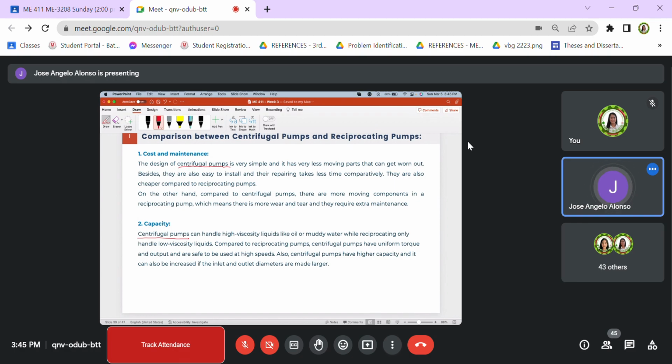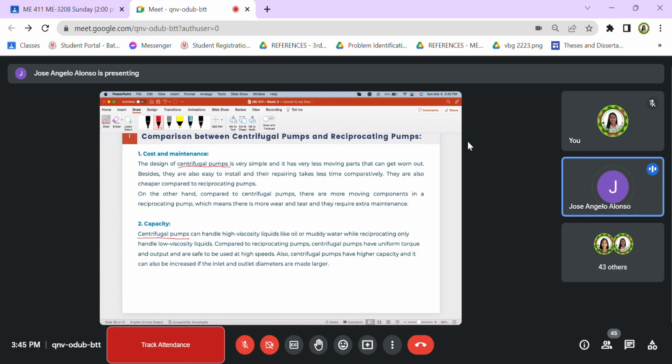Compared to reciprocating pumps, centrifugal pumps have uniform torque and output and are safe to be used at high speeds. Also, centrifugal pumps have higher capacity and it can only be increased if the inlet and outlet diameter are made larger. For efficiency, baliktad naman, mas mataas ang efficiency ni reciprocating pump, ranging from 85% or more compared to the centrifugal pump, kung saan ang efficiency niya is between 30% to 60% lang.